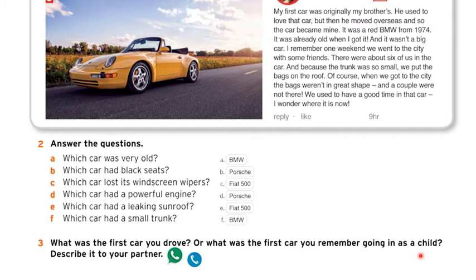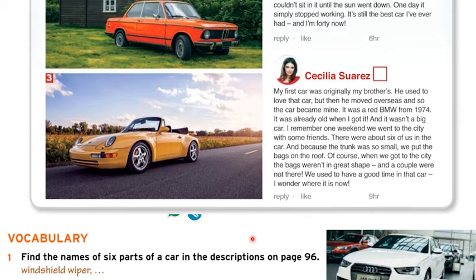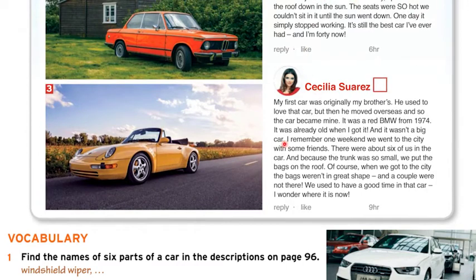All right, if you're done, we're gonna move on now to the vocabulary topic. Here we have, find the names of 6 parts of a car in the description on page 96. Okay, so we're gonna look in the descriptions for 6 parts of a car. For example, in the description from Cecilia Suarez, we can see that she's talking about the trunk of the car. Okay, so this is one part of the car. Take a look at the rest of them, and when you finish, we're gonna check them all together.